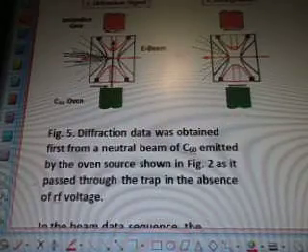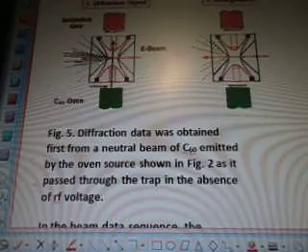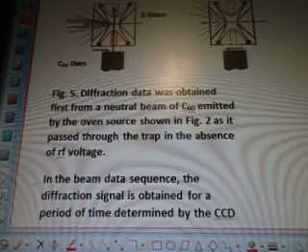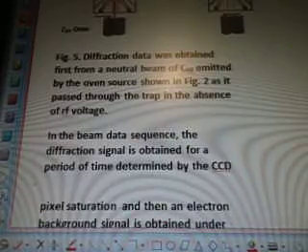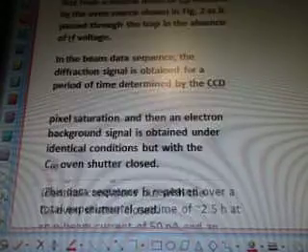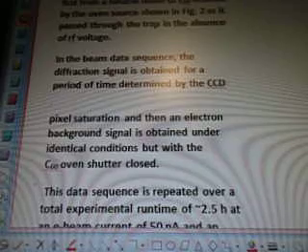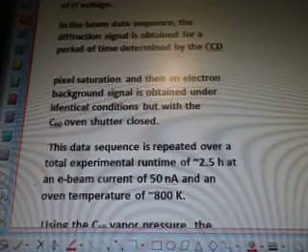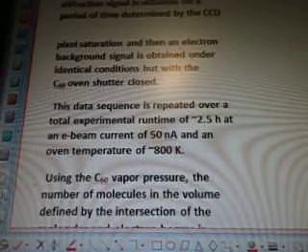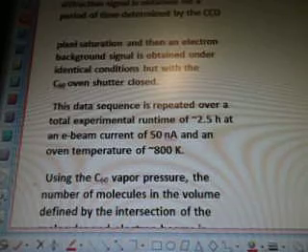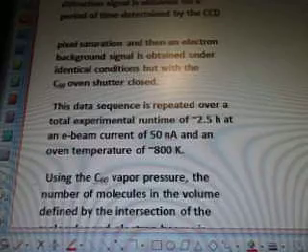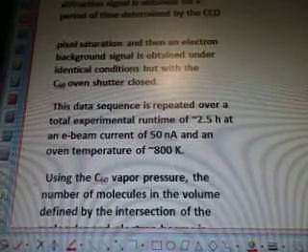Diffraction data was obtained first from a neutral beam of C60 emitted by the oven source shown in figure 2 as it passed through the trap in the absence of RF voltage. In the beam data sequence, the diffraction signal is obtained for a period of time determined by the CCD pixel saturation, and then the electron background signal is obtained under identical conditions but with the C60 oven shutter closed. This data sequence is repeated over a total experimental runtime of about 2.5 h at an E-beam current of 50 nA and an oven temperature of about 800 K.